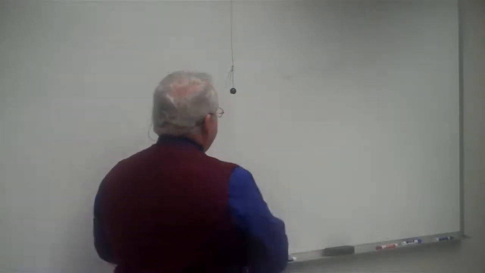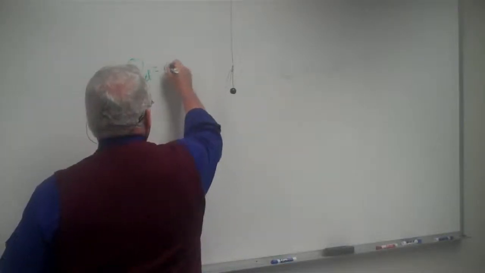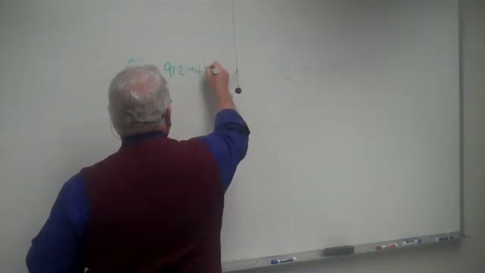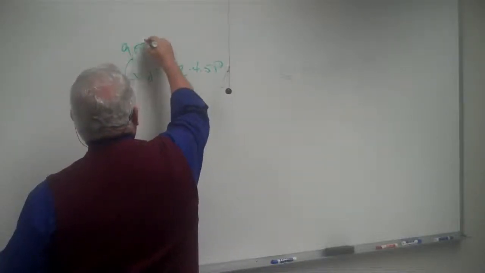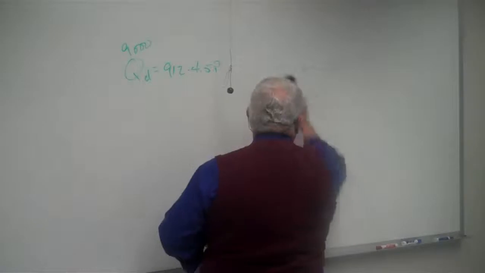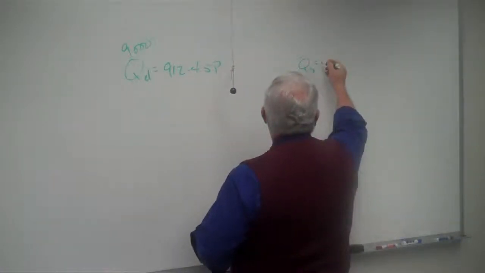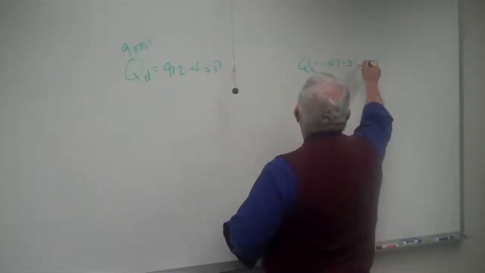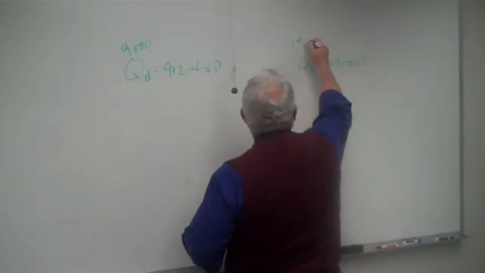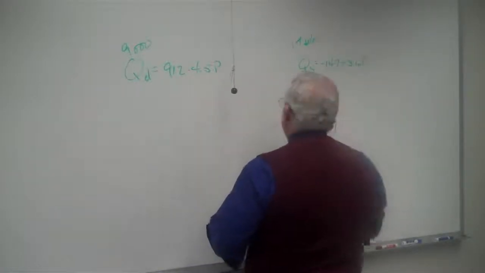That's quantity demanded, and let me put that over here. I like the demand on the left side. Quantity demanded is 912 minus 4.5p. How many buyers? 9,000 buyers. And then the quantity supplied was negative 147 plus 3.6p at 17 sellers. All right.